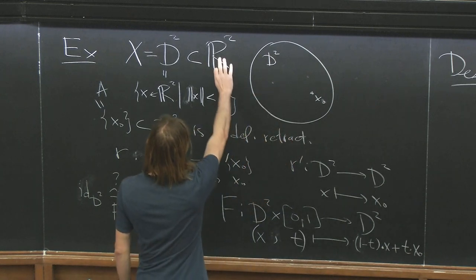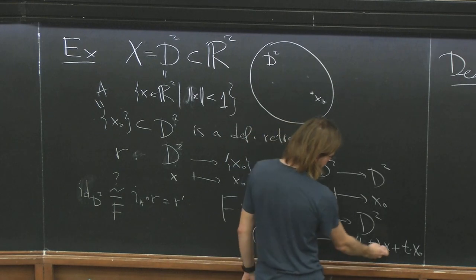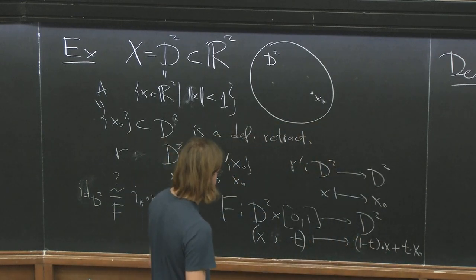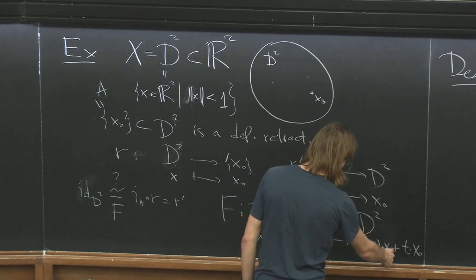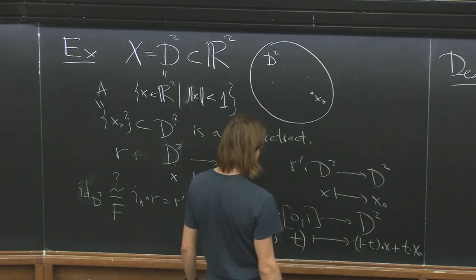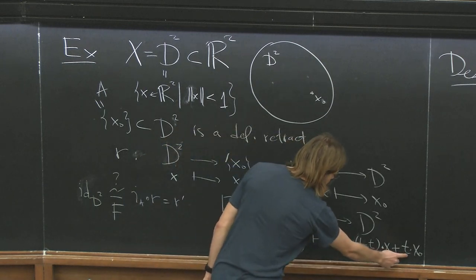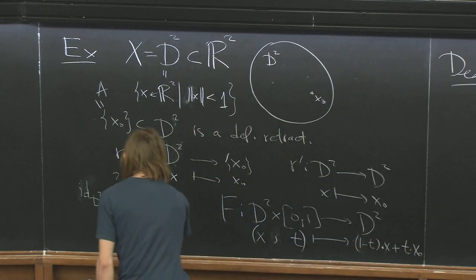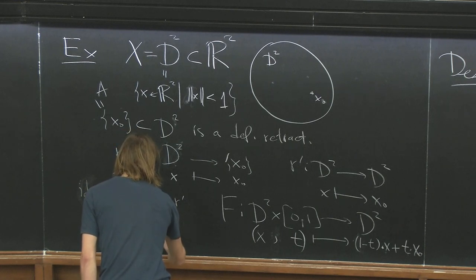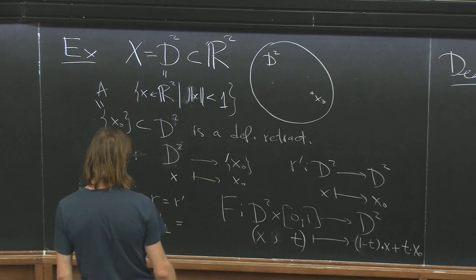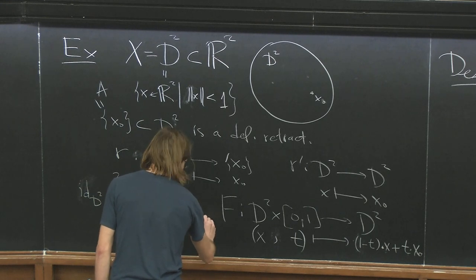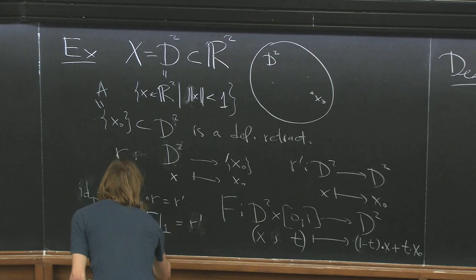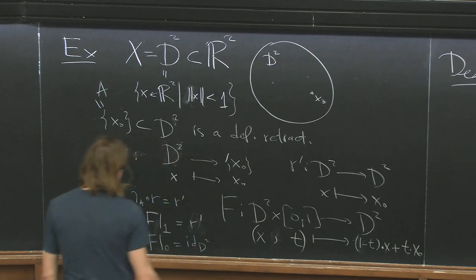Understand this disk as a subspace in R2, where I can multiply the vectors by real numbers and add them up. So you can see that when t equals zero, everything vanishes here, and this is one. So when t equals zero, this is the identity map. When t equals one, this vanishes, and this just becomes a constant map to X0. So let me write this explicitly: F restricted to t equals one is our map R prime, and when F is restricted to zero, this is the identity on the disk.